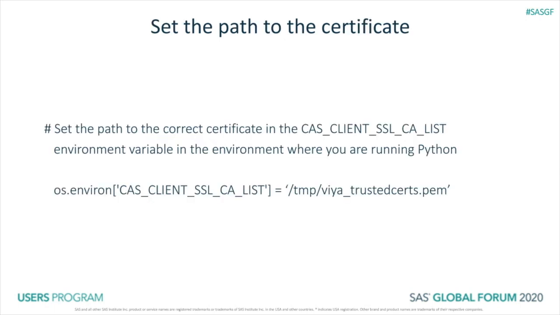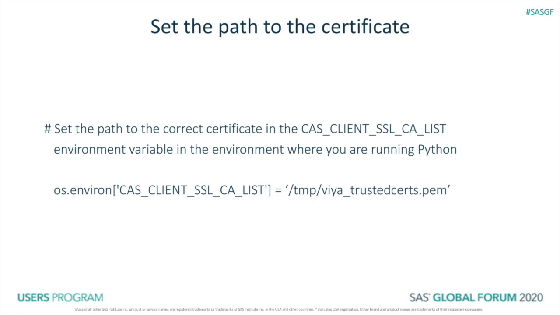If your CAS server is configured to use TLS for communication, you must configure your certificate on the client side. Note that beginning with SAS Viya 3.3, encrypted communication is enabled in the server by default. If you don't configure the certificate on the client, you will receive an error when you try to connect to the CAS server from Python with SWAT.